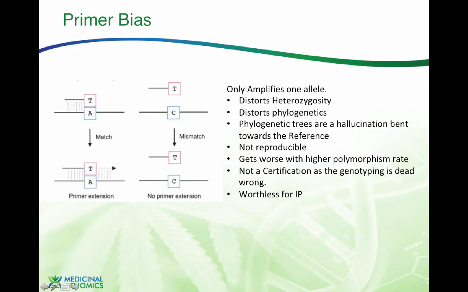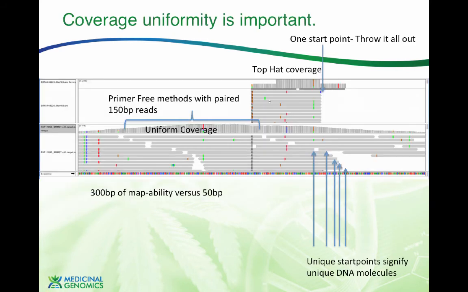This problem gets worse with higher polymorphism rate. So as we go from human to cannabis, where the polymorphism rate goes up 10-fold, you can't find a place to put primers that won't do this. So this is not a certification because the genotyping is just dead wrong. It's worthless for IP because it can't be reproduced and it doesn't actually represent the real background and the real variation that's going on in the plant.